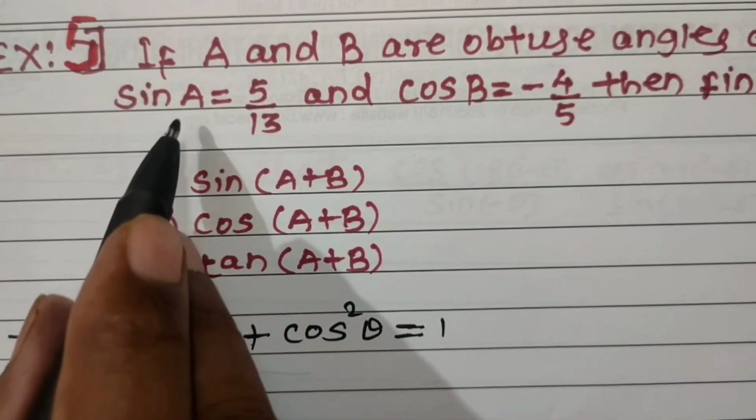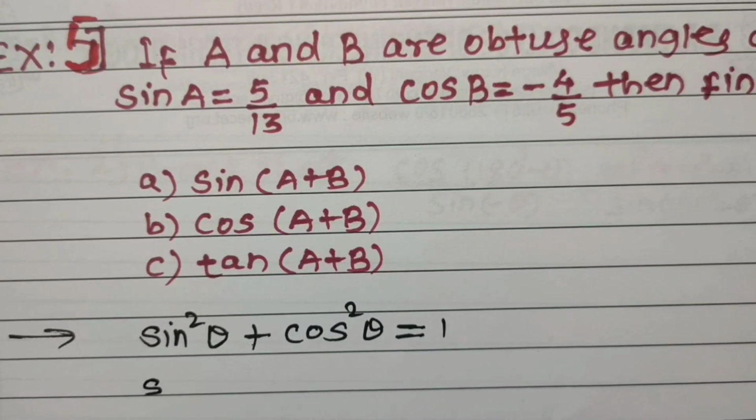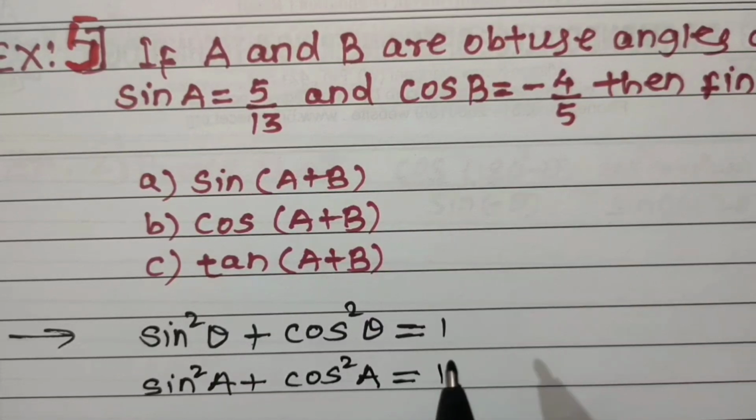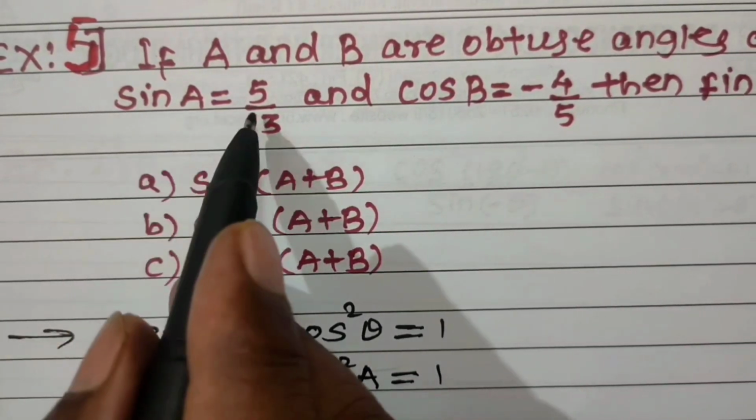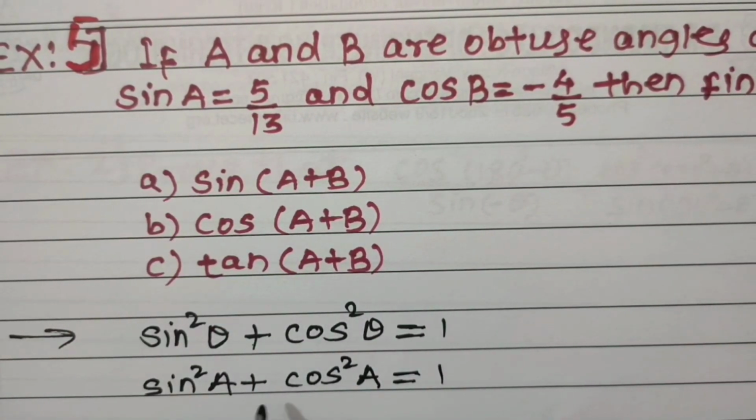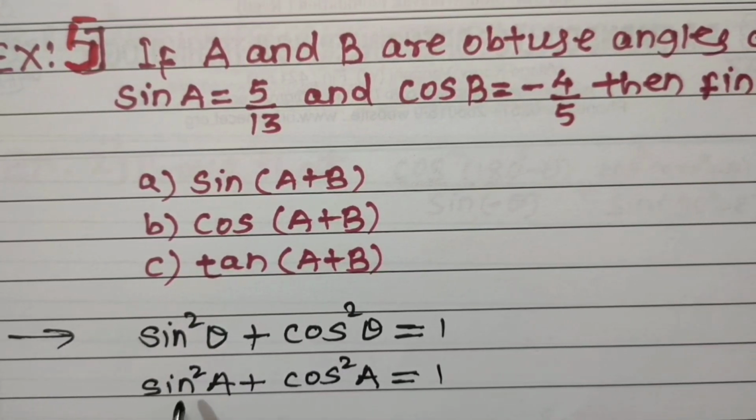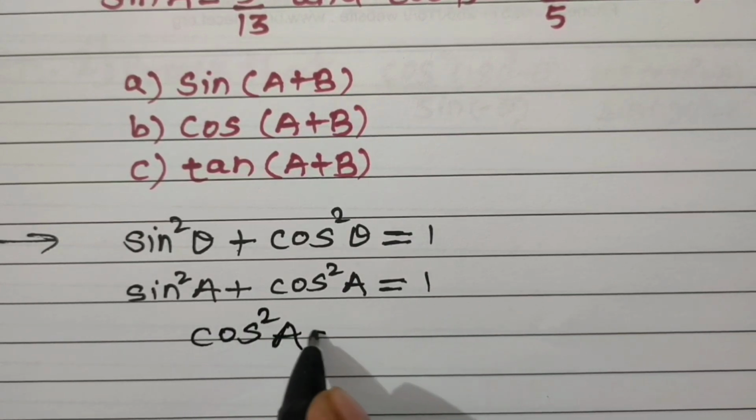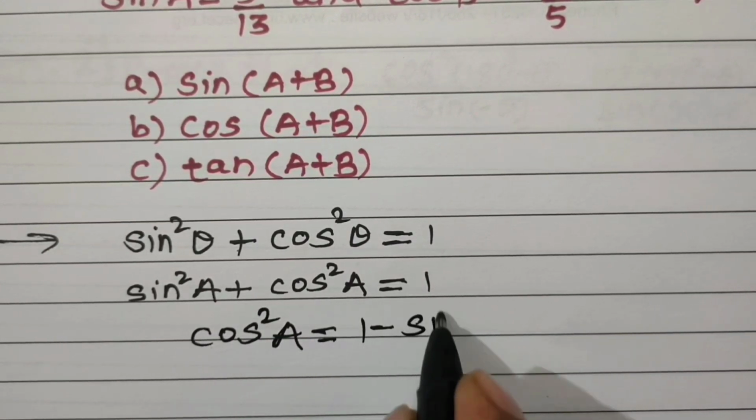Replacing theta by A, we can write sine square A plus cos square A is equal to 1. We know the value of sine A. Sine A is 5 upon 13. We want cos A, so take sine square A to the right hand side and keep cos square A on the left hand side. So we can write cos square A is equal to 1 minus sine square A.